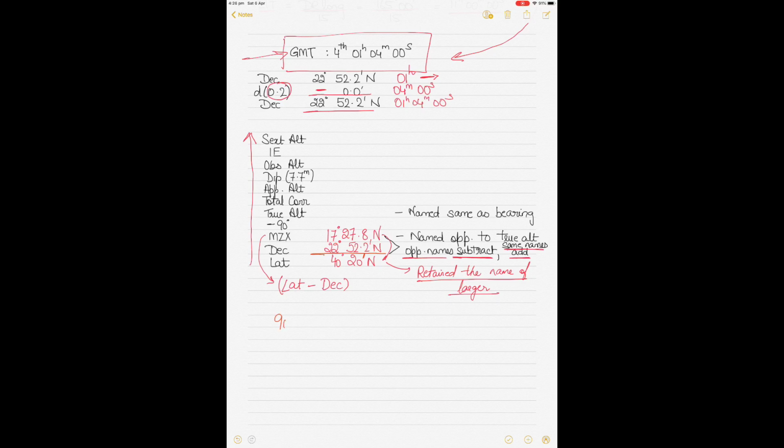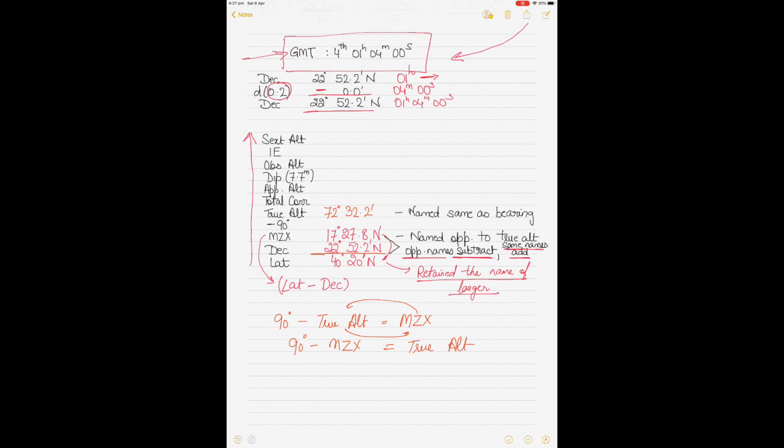So what am I trying to say here? That if 90 degrees minus true altitude, which is the normal case, gives you MZD, then if you take true altitude to the other side, 90 degrees minus MZD will give you the true altitude. So that's what we'll be doing. To get the true altitude, I'll be subtracting the MZD of 17 degrees 27.8 minutes from 90 degrees, and I get 72 degrees 32.2 minutes. Alright, 72 degrees 32.2 minutes.